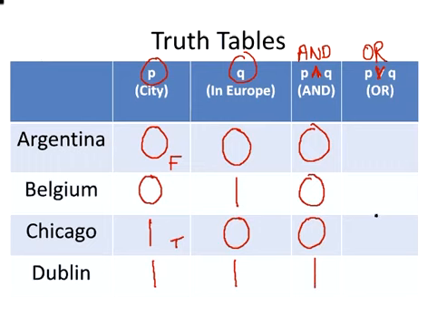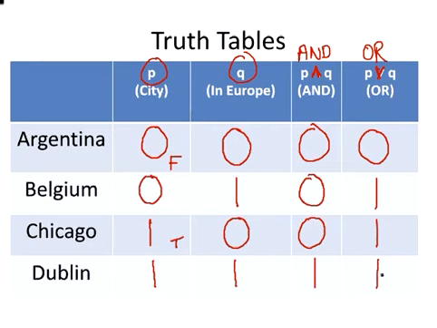Now we're going to look at the last proposition, or. So it has to fulfill one of the two criteria. It has to be a city, or it has to be in Europe. So, is Argentina a city? No. Is it in Europe? No. So give that a 0. Is Belgium a city? No. Is it in Europe? Yes. Give that a 1. Chicago, is that a city? Yes. It's not in Europe, but it is a city. 1. And Dublin, as we said before, is a European city. Give that a 1. And that is how we might fill out a truth table.